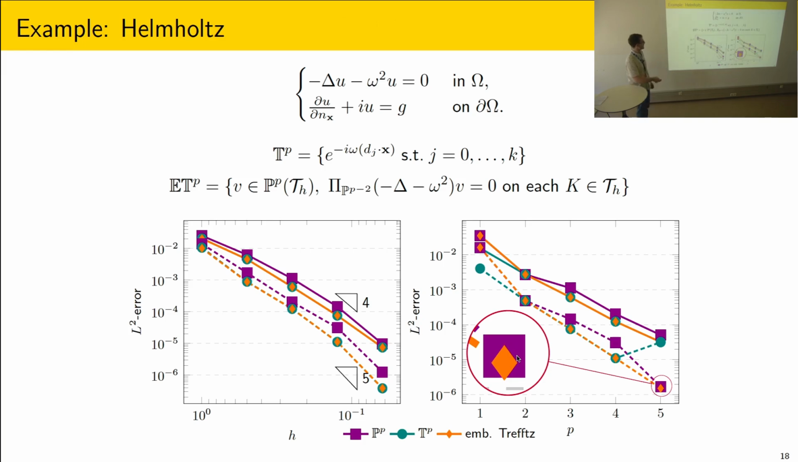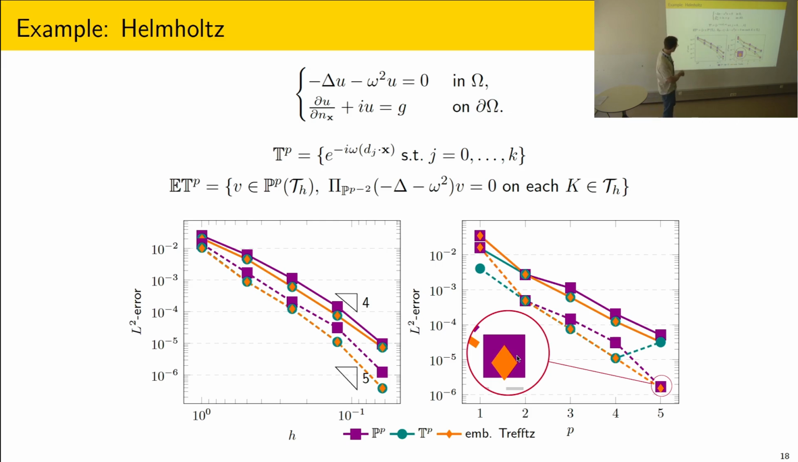So let's have a look at the examples here. This is the example for the Helmholtz equation. We are comparing the full polynomials, the plane waves, and the weak Trefftz space that I've just shown you. The plane waves, to remind you, are these exponential functions. These solve the Helmholtz equation exactly. Then we have the weak Trefftz space, which is simply the projection, a p minus 2 L2 projection of the operator applied to a function b. This is what the embedded Trefftz method gives us. And then in violet, we have the full polynomial space.